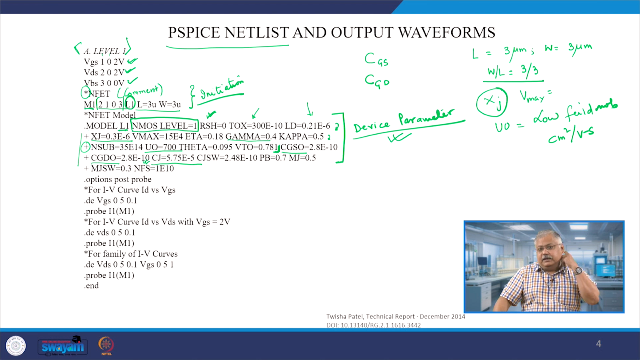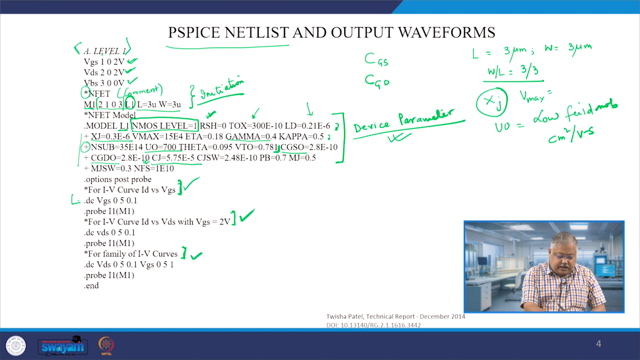Output part basically means what we are going to expect on the output side. So, we do ID versus VG here. If you look carefully here, this is ID versus VDS for a fixed VGS, and then we can have a family of IV curves. So, there are 3 types of output which we are referring to, and if you look, we are doing dot DC here, which basically means I am doing a DC analysis.